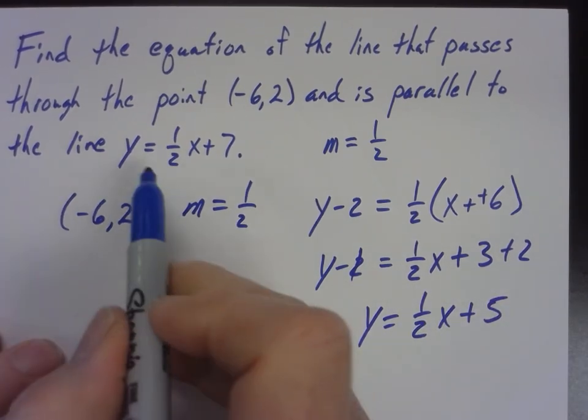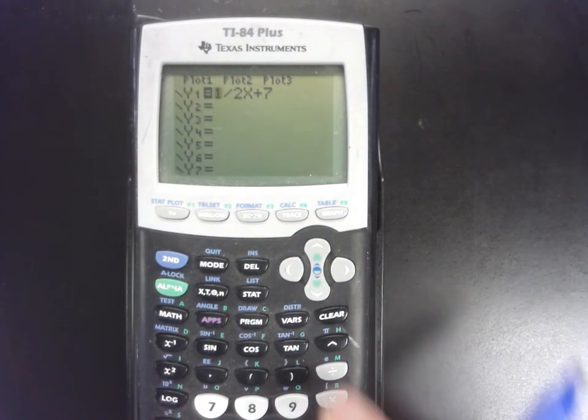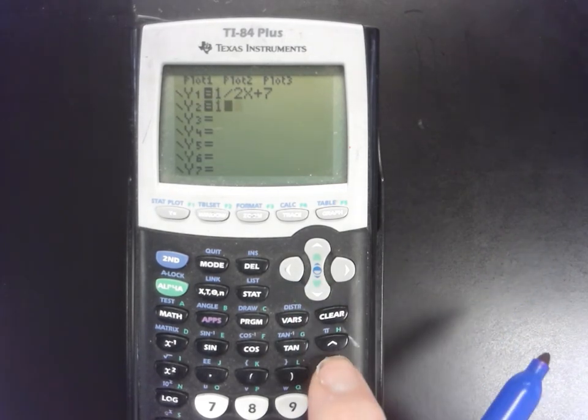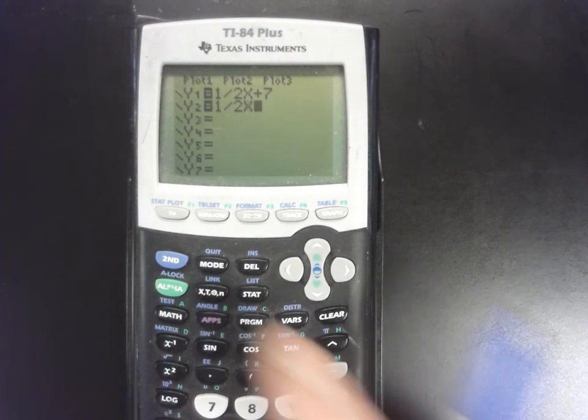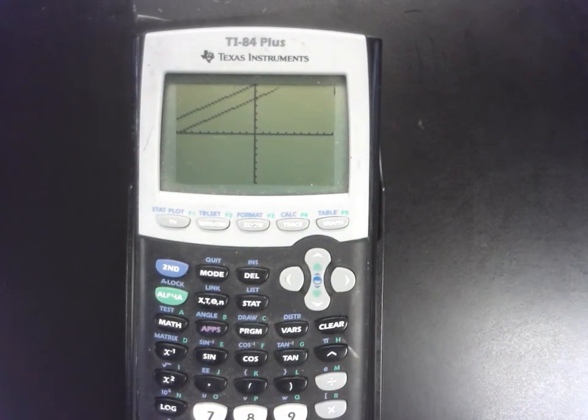So if I were to graph those two, they're going to be parallel, aren't they? So here's the one, and then 1/2 x plus 5, if we graph that one as well. We good? Okay. So anytime I tell you it's parallel to this line, what am I really saying? Yeah, the slope. Here's the slope.